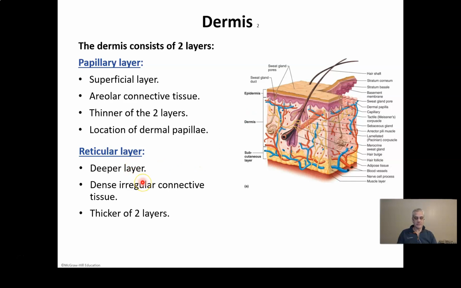The reticular layer is more supportive, it's denser, it gives grip to things, and that's why this hair shaft, the root, will sit down in the reticular layer because it gets a nice solid place to reside.